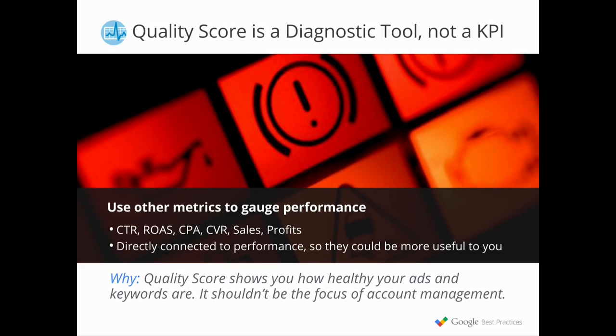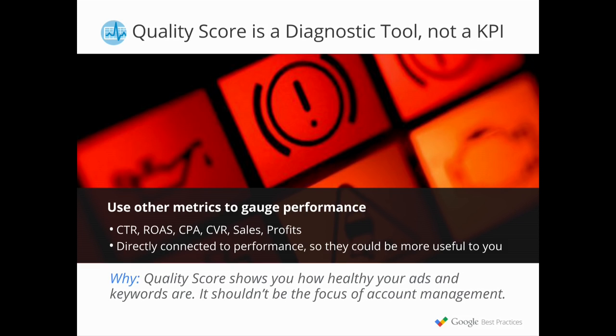You have a lot of other metrics available in your account to actually gauge your performance. So there's click-through rate, return on ad spend, cost per acquisition, conversion rate, sales, profits. It just goes on and on. That's one of the great things about this industry, is that there are so many metrics. Use all of those metrics first, because they're a direct indication of how your account is actually performing. They're directly connected to what users are doing on your site. So use those. Don't use quality score as the end goal for your account's optimizations.